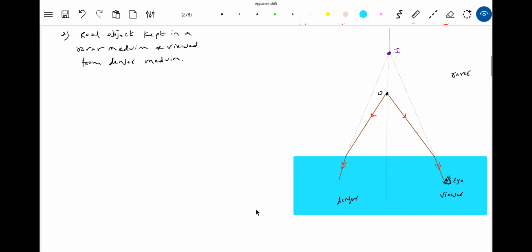No, this is a real object. So what do you mean a real object? The incident rays will diverge from that particular point. After refraction, the rays, okay, there's a normal, I didn't draw it.